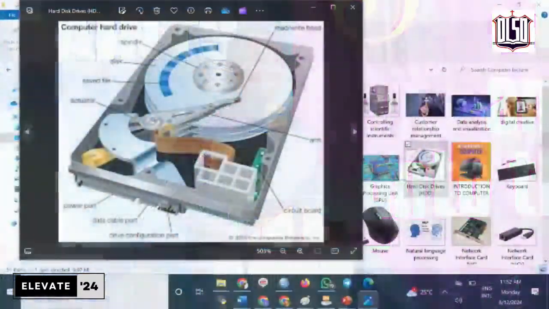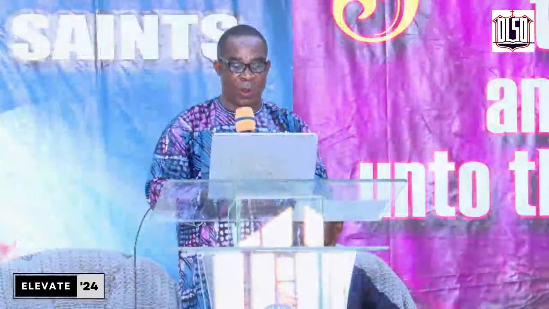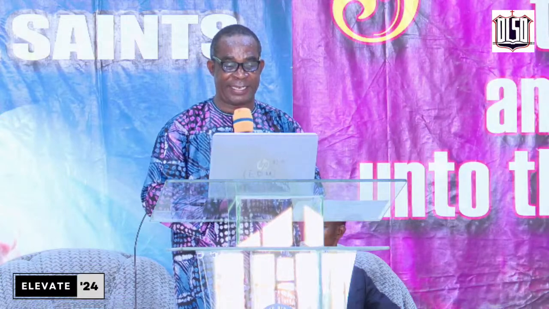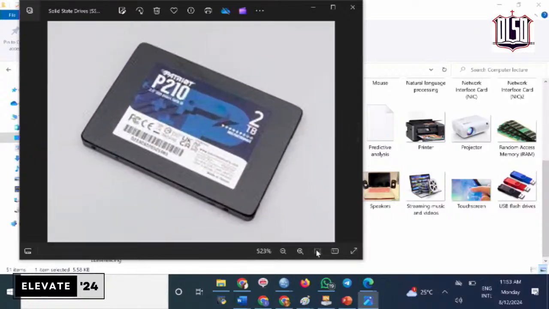This is hard disk. That is hard disk. Okay, and that one is solid state drive. The picture of solid state drive. Maybe you have seen it before. This is an example of solid state drive. They are not really common in recent time. But that's what is called solid state drive.